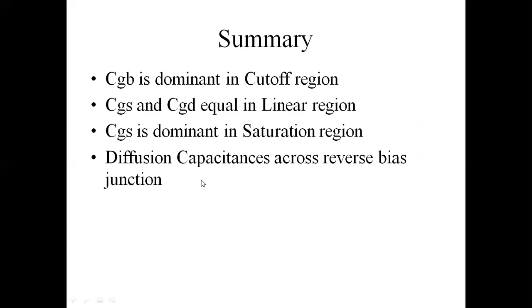And at the last, the diffusion capacitances are present across the reverse biased junctions, that is the PN junction formed between source and body, and the junction formed between drain and body, because of the depletion region that separates the source and body and the drain and body. So here we have seen the different capacitances present in the MOSFET, the gate capacitances and the diffusion capacitances.